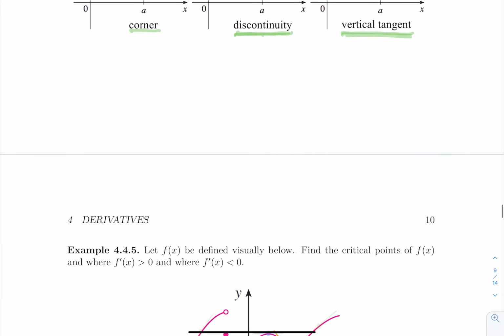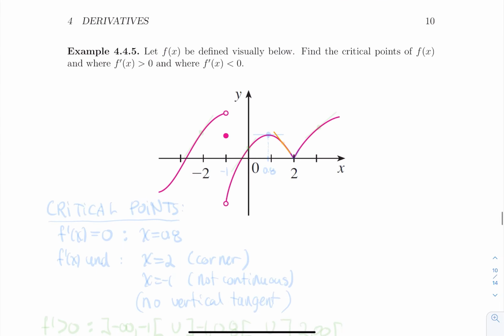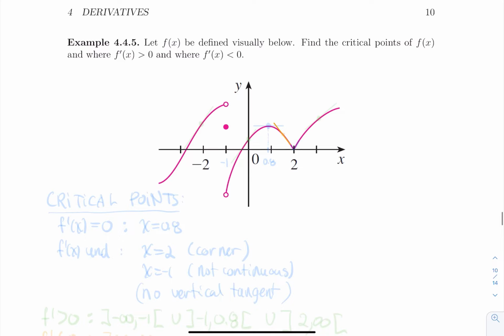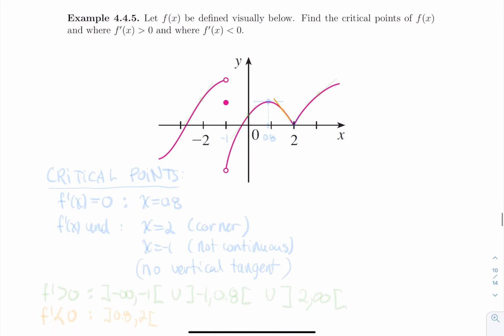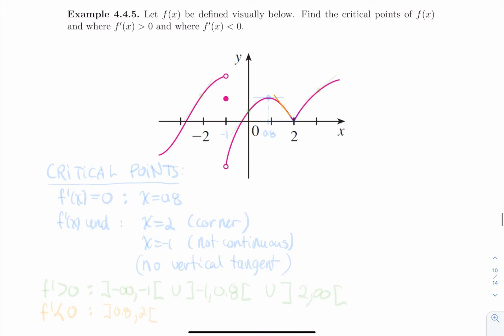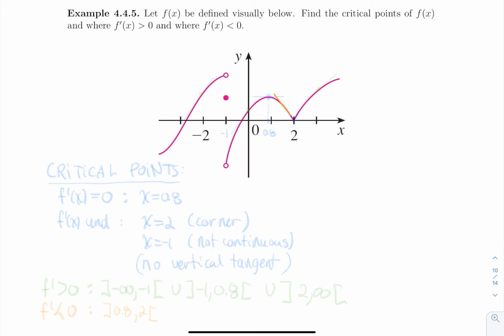So let's just do a visual example to finish this section. On this graph here, on this function defined visually below, let's find the critical points, and let's find where f prime is strictly bigger than 0 and where f prime is strictly less than 0. So let's start first with the critical points.